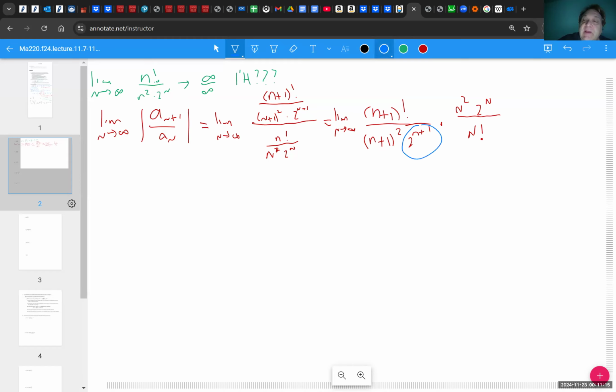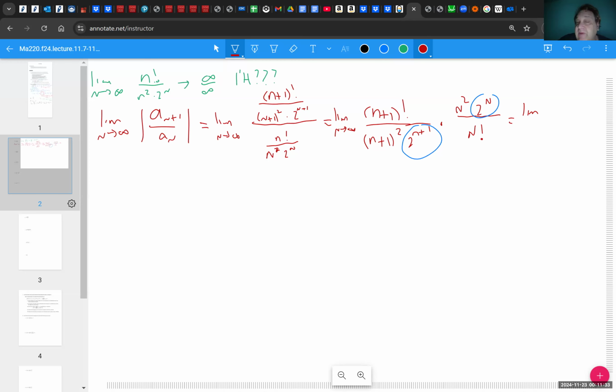2 to the n plus 1 and 2 to the n. These are both exponentials of the same base. If you remember your algebra, if you have two power things with the same base, you can subtract the exponents, assuming you're dividing those two. We're dividing these two, so we subtract the exponents.